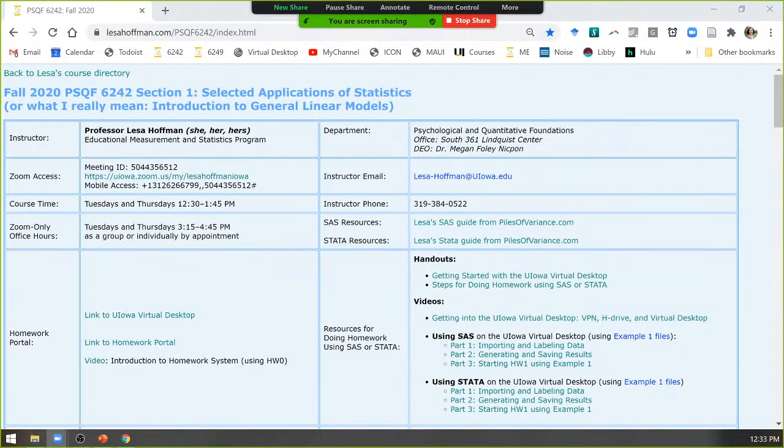Welcome, welcome. So can you all see my screen here, the website we're looking at? All right. I've added some stuff to it. So I spent yesterday getting your first homework ready. That is available inside the homework portal.